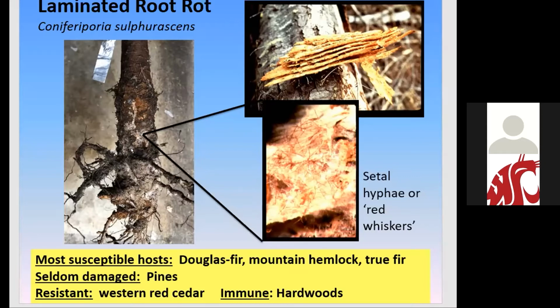You can see there's a lot of ectotrophic mycelium, so this is mycelium that's living upon these roots here. If you look really, really closely with a hand lens, you're likely to find these setal hyphae, or what we affectionately refer to as little red whiskers. You'll likely need a hand lens in order to make that distinction.